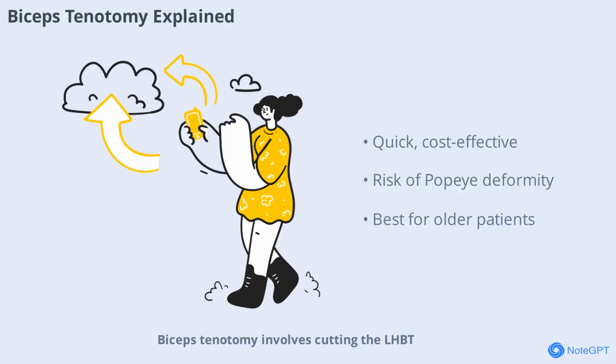Biceps tenotomy involves cutting the LHBT at its origin while preserving the labrum. It's a quicker, less expensive procedure, often chosen for older patients or those with lower physical demands. While it provides excellent pain relief and functional improvement, complications can include the Popeye deformity, cramping, and fatigue. Recent advances in arthroscopic techniques aim to minimize these issues and improve patient satisfaction.